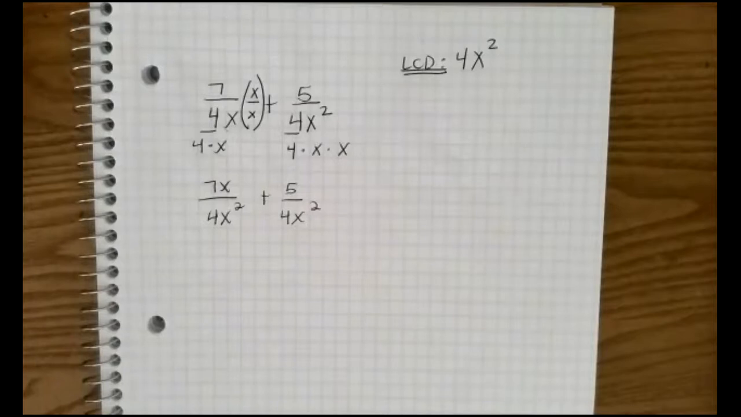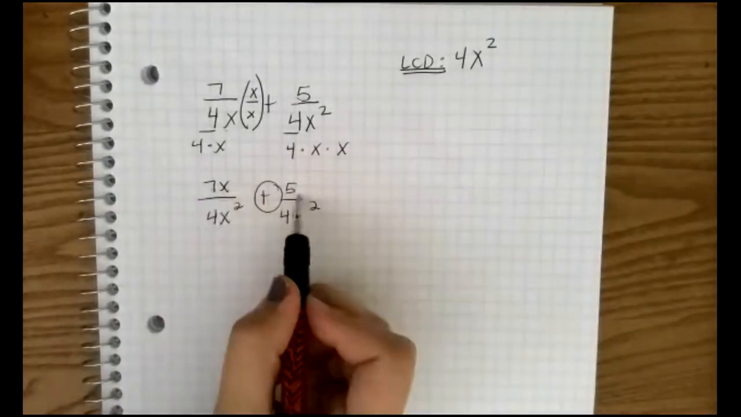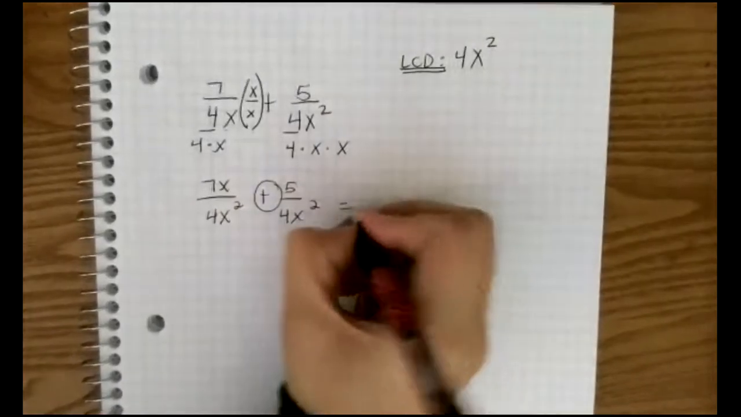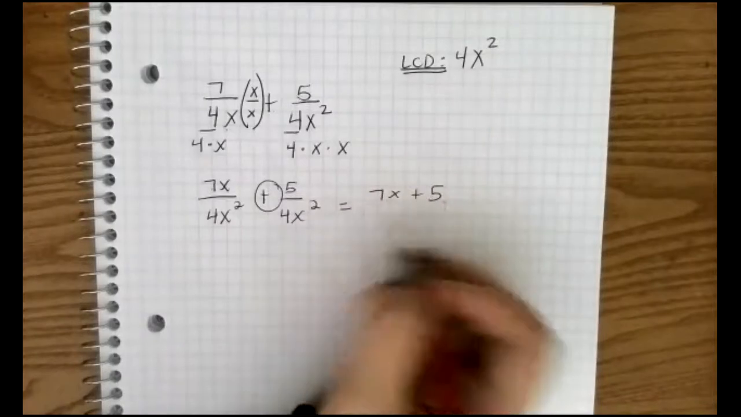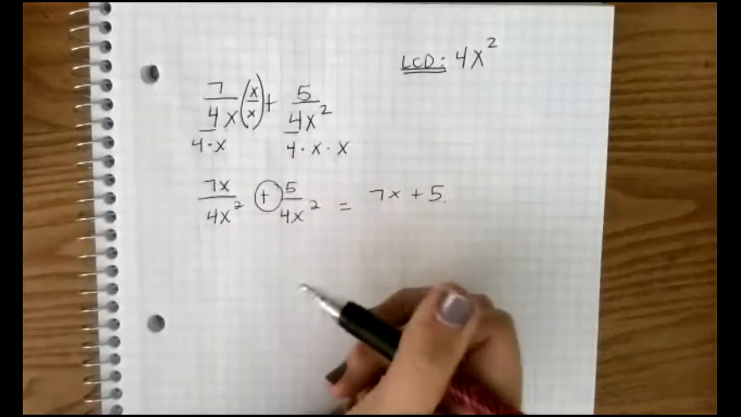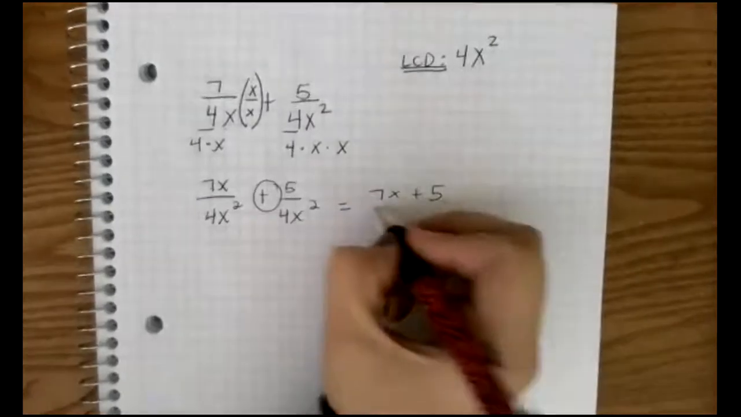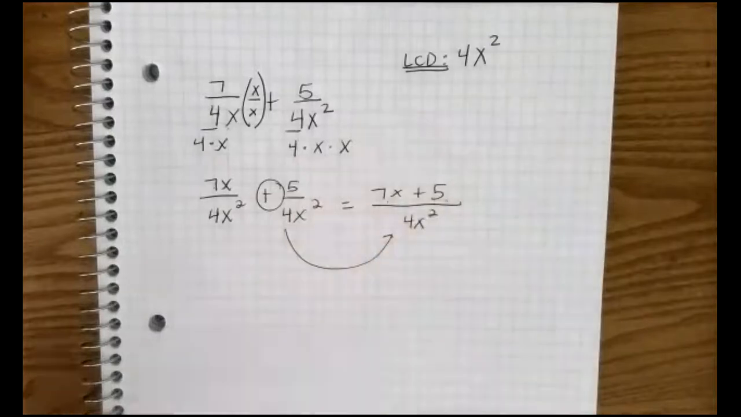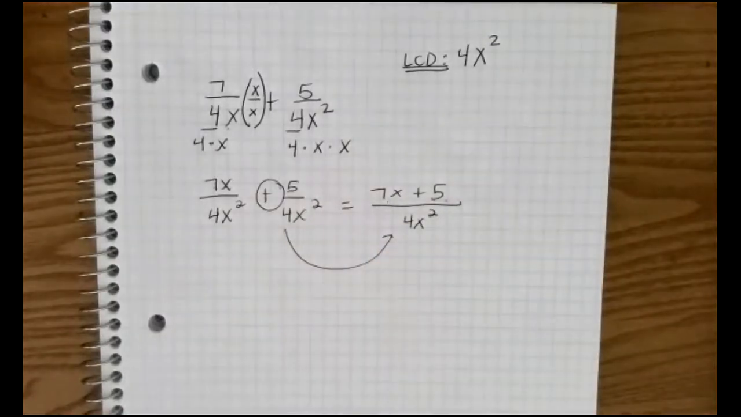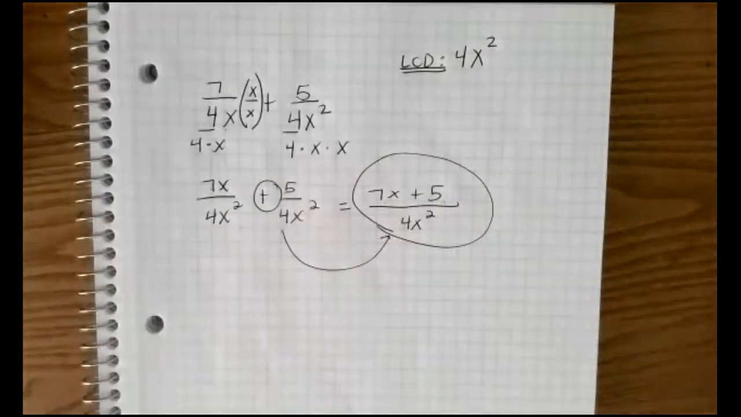And when you go to add these, I can't combine 7x and 5. So my answer just has 7x plus 5. They're not like terms. I can't make it 12. I can't make it 12x. So I just leave it as 7x plus 5. And then I bring my common denominator over. So 7x plus 5 over 4x squared. That's your final answer.